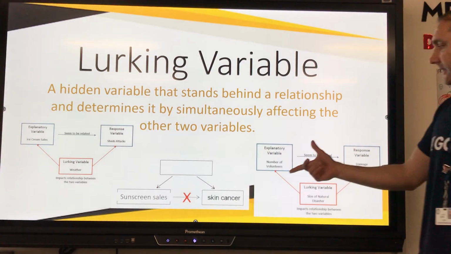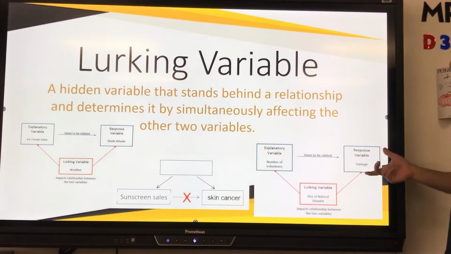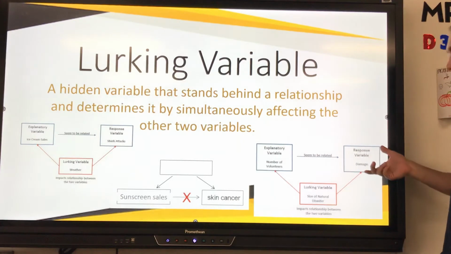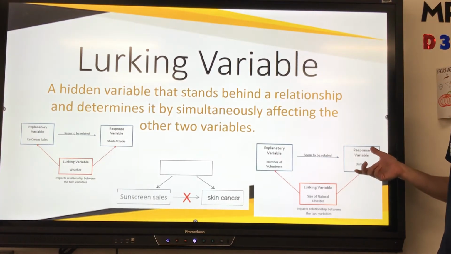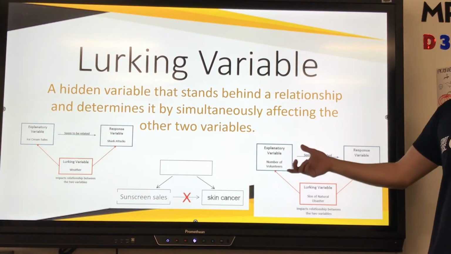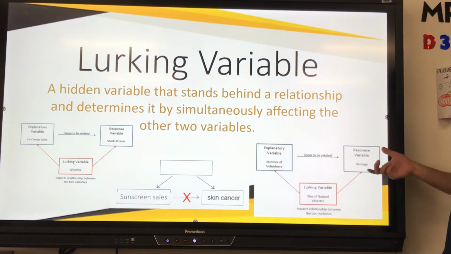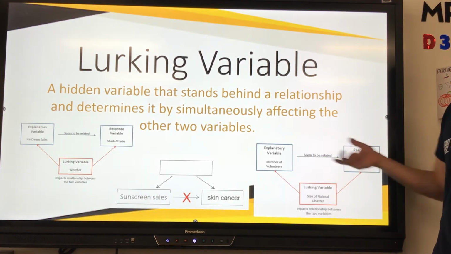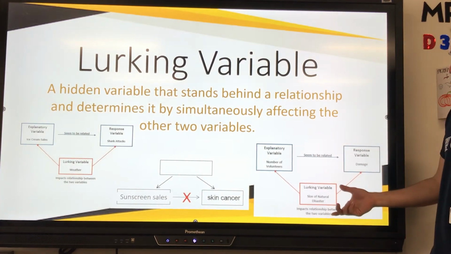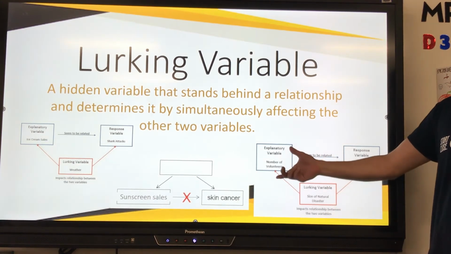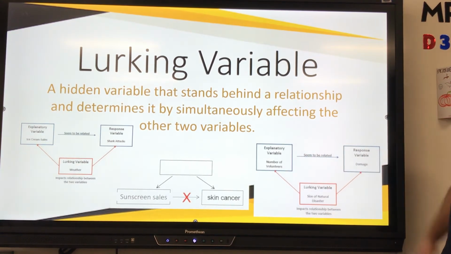Also, number of volunteers. The increased number of volunteers is associated with increased damage to your home from disasters like hurricanes. So the more volunteers you have helping you build your home actually affects the damage to your home. Well, what's the lurking variable there? That doesn't seem like it's going to be associated. Well, size of the natural disaster. The bigger the hurricane, the more volunteers you need, the larger the damage, right?